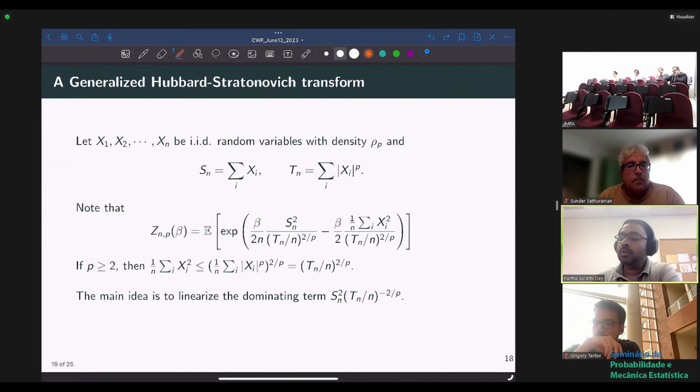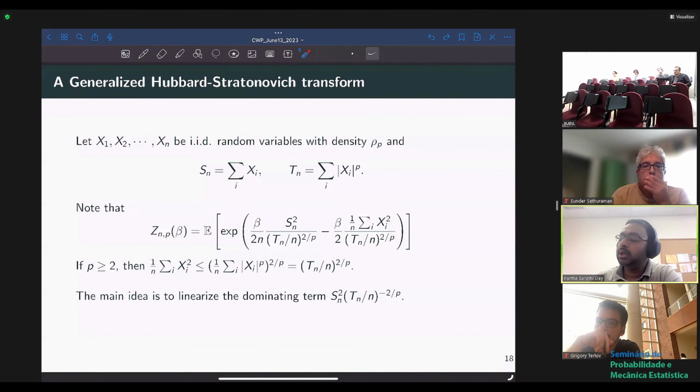So what is a generalized Hubbard-Stratonovich transform? Remember that here we are working on the self-scaled model. So for now, let's forget about this quantity, because it is negative, and if p is bigger than 2, it is also bounded. So we can just forget about this thing. Let's focus on this quantity, which is self-scaled. We have a numerator, which is just the summation of sigma i, or xi in this case. And the denominator is 1 over n to the power something, times the summation of mod xi to the power p. Okay, so we need some way to linearize this quantity.